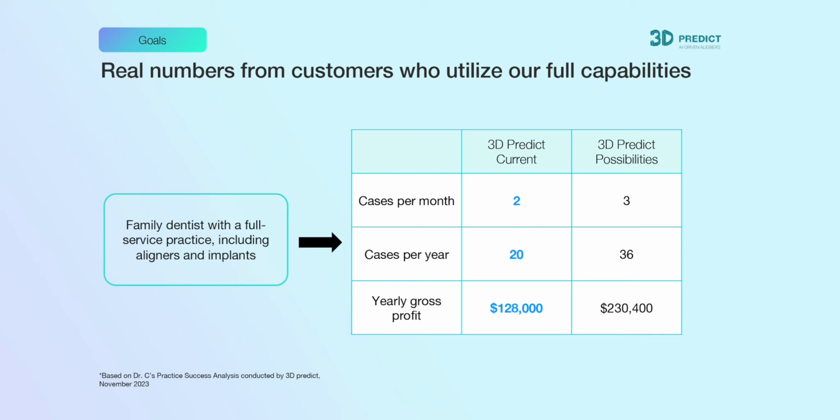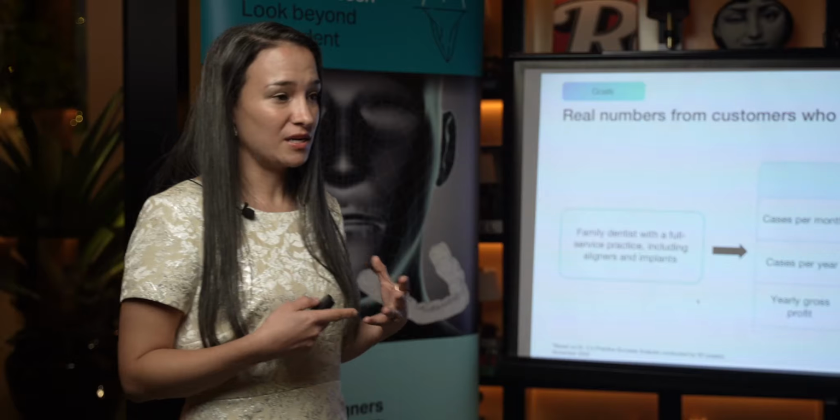He does a lot of aligners, and to us, a lot of aligners is 2 cases per month. You can see, just submitting 2 cases per month, he submits 20 cases per year. He's making $128K on just 2 cases per month. We told him if you submit 3 cases per month, you could be making 230. So you see patients that need aligners.